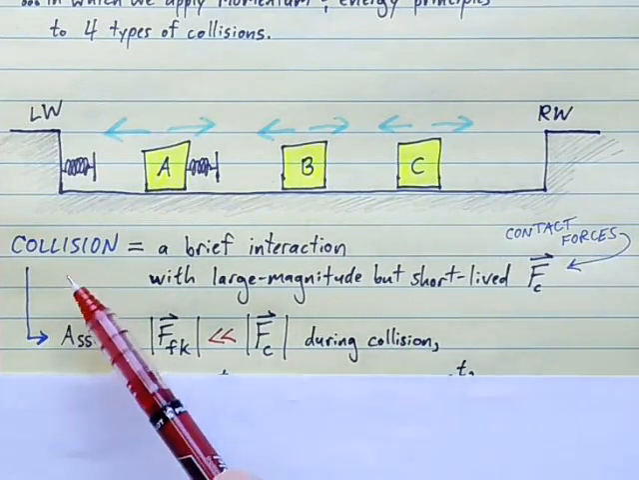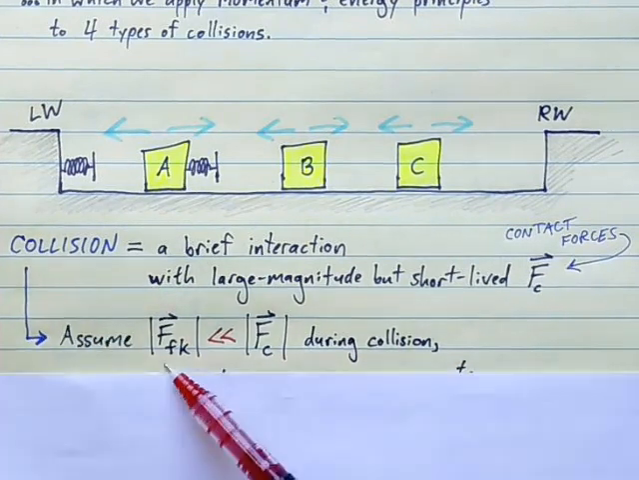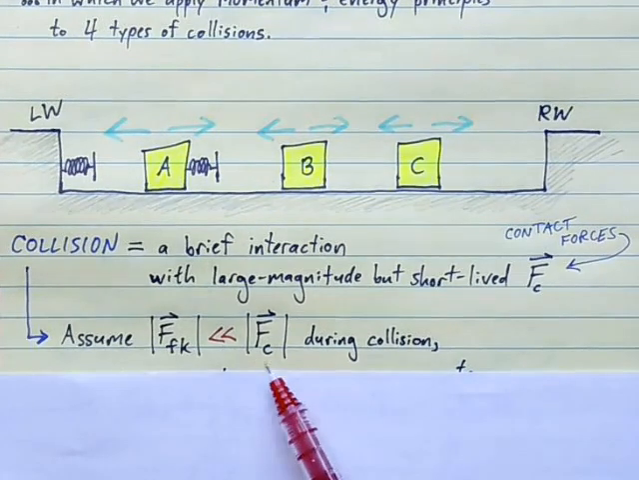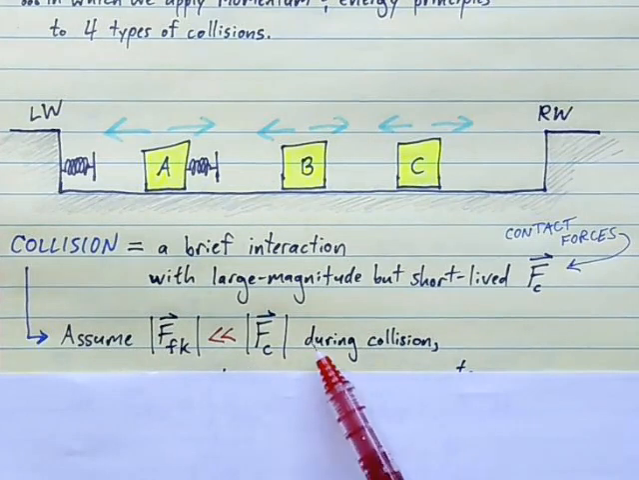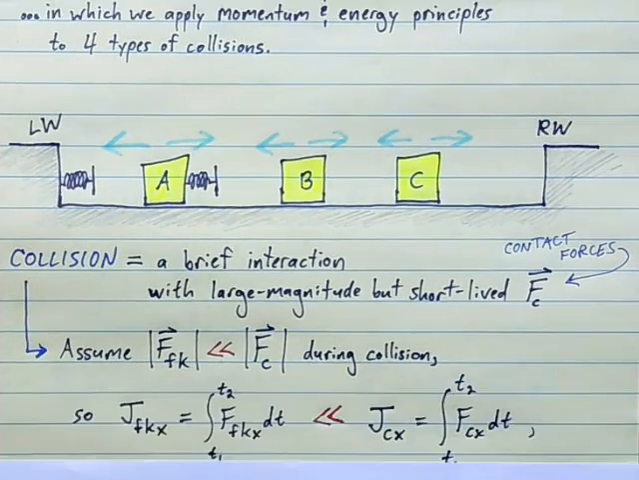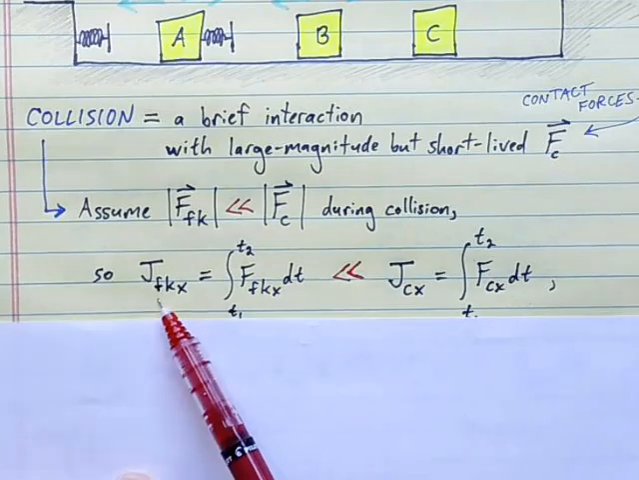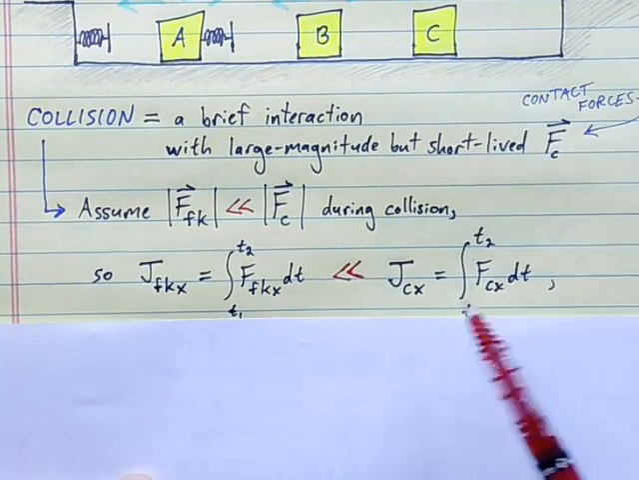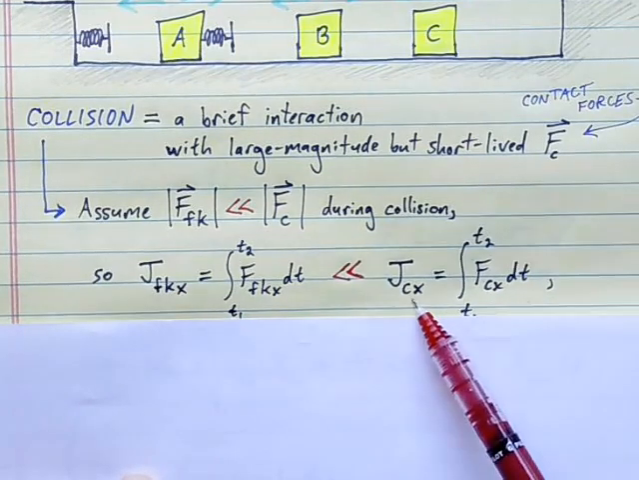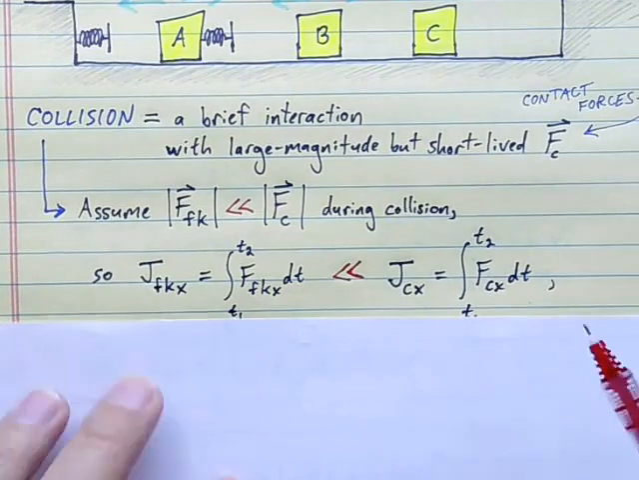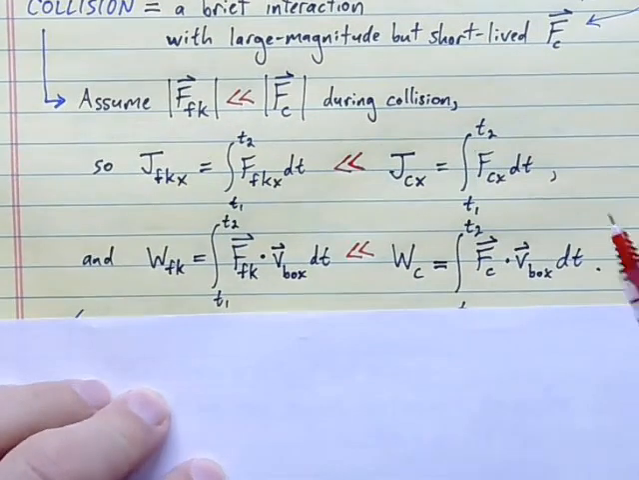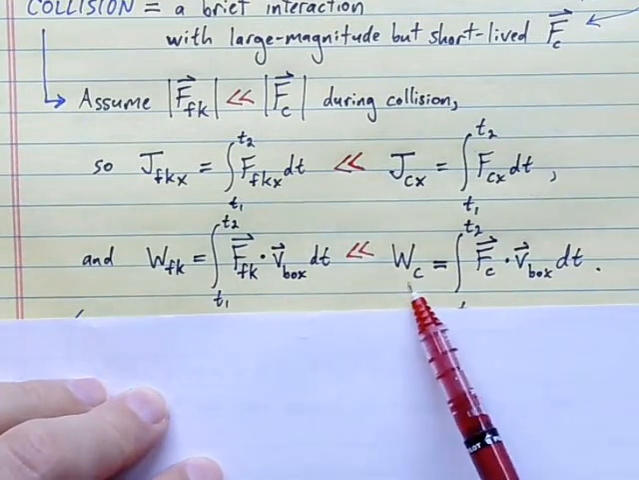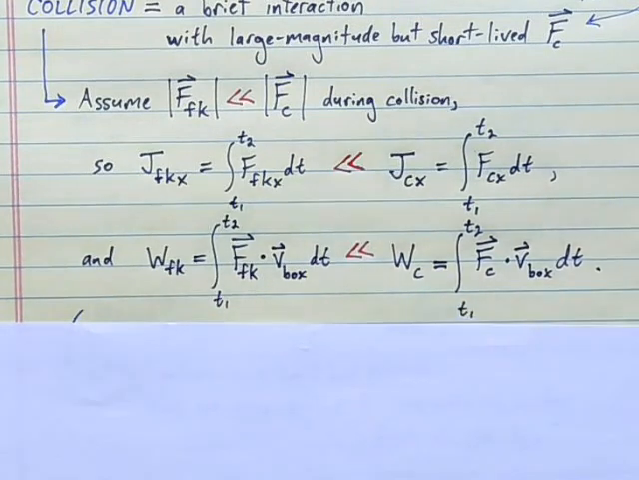We'll assume here in our collisions that the force of kinetic friction on each box will be much, much less than the magnitude of the contact forces during the collision, such that the impulse exerted on the box by friction is much, much less than the impulse exerted on the boxes by the contact forces. And likewise, such that the work done on the boxes by kinetic friction is much, much less than the work done on the boxes by the contact forces.